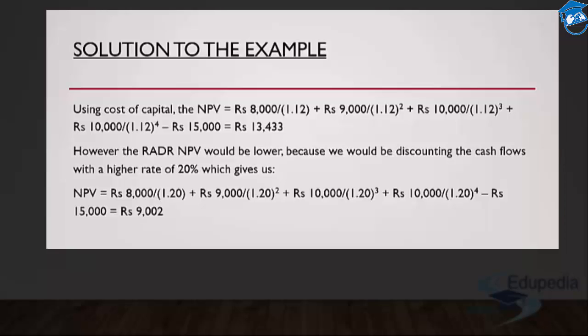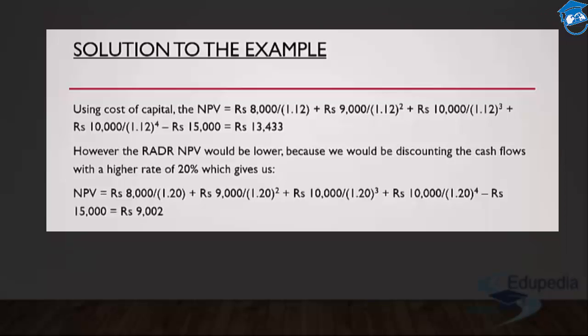And out of the present value of all these cash flows that I obtain, I'll deduct my initial investment. That was rupees 15,000. So I got a net present value of rupees 13,433. This is if I have the discounting rate of 12%. Now, if I need to get the risk adjusted discount rate NPV, it will be lower.